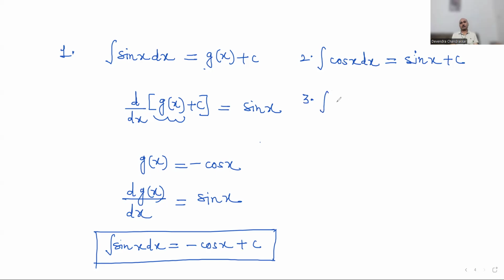Third, what is integration of e power x dx? E power x only. E power x plus c. What is integration of 1 upon x dx? ln of x plus c. ठीक है, लिखो इसको.